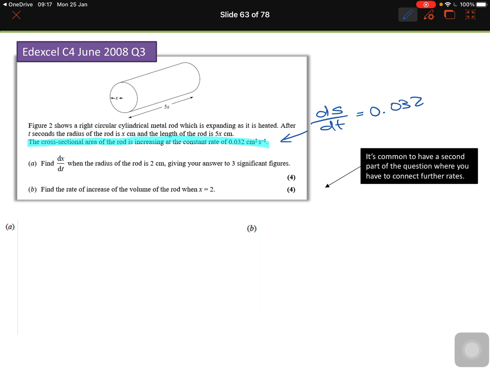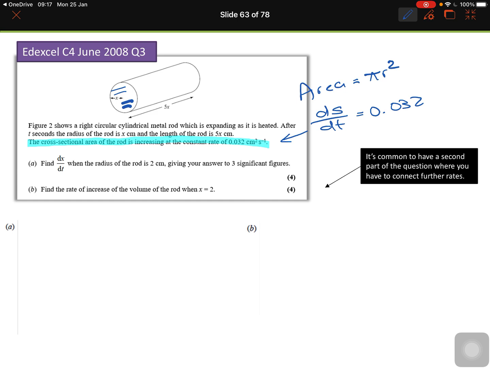What I need to work out is, if I'm talking about the cross-sectional area, I'm going to be thinking about what my surface area is. I know that dA/dt, whatever you wanted to name it, is going to be 0.032. I need to think about what the area of my cross-section is, which is going to be this bit here, and it is going to be pi r squared.